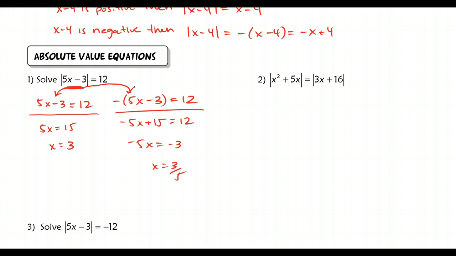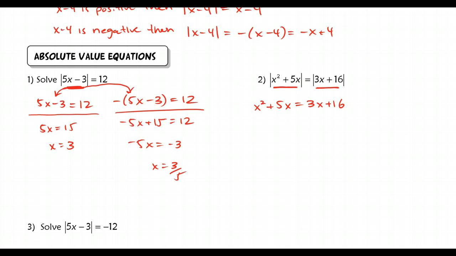So in example number 2, it's definitely a little bit more difficult, right? We have the absolute value bars showing up on both sides. But again, we just want to apply the definition of absolute value. So let's make our cases here. Let's say that the inside of this is positive, so I'm going to rewrite that as just x squared plus 5x. The inside of this could also just be positive, so I'm just going to solve that one like normal.